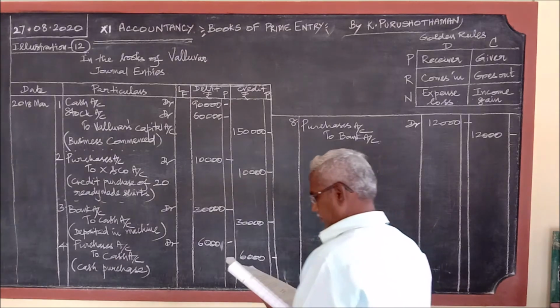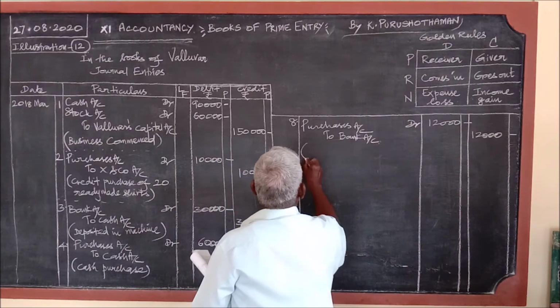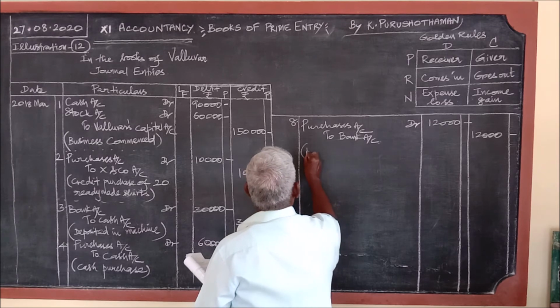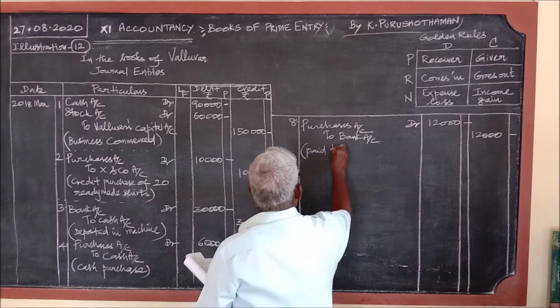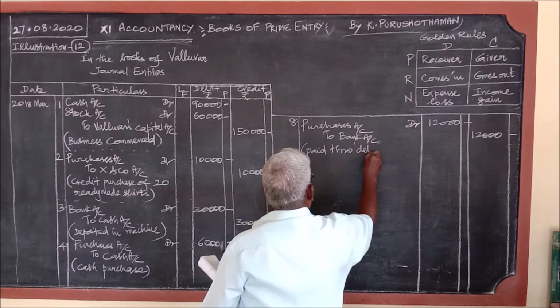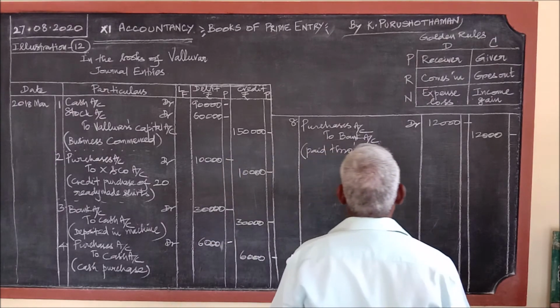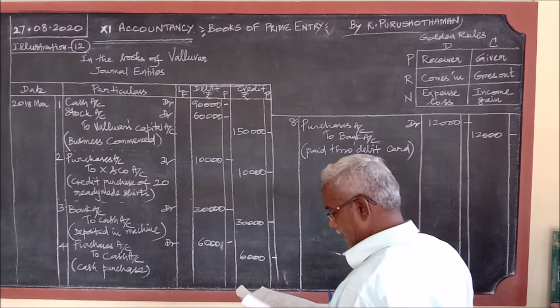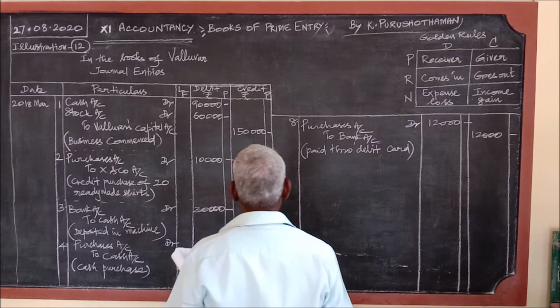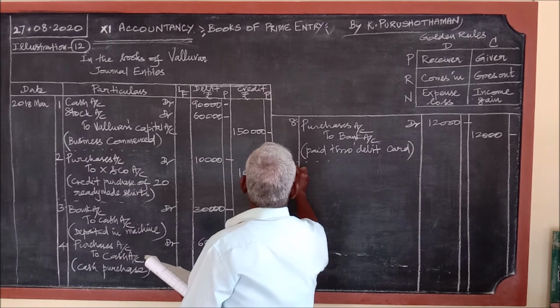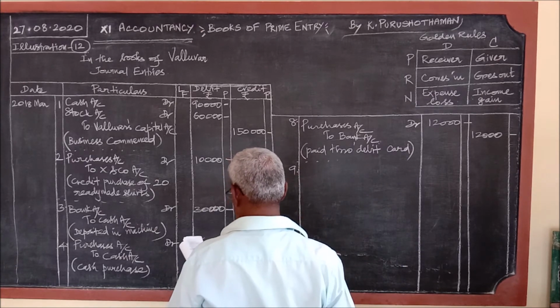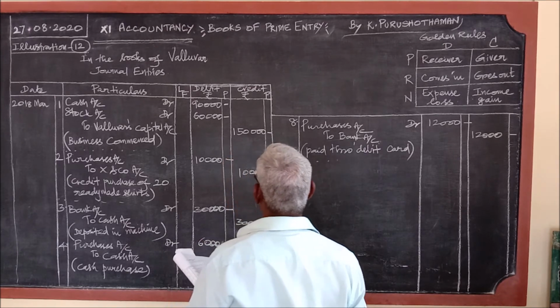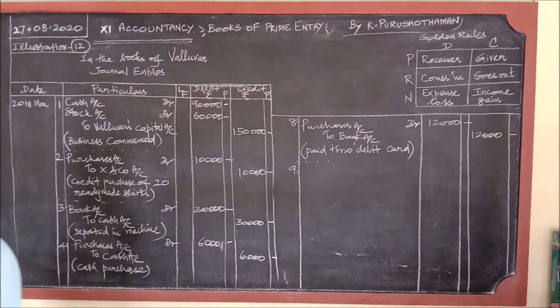Narration: Paid through debit card. So debit card, 8th. Next, 9th. One line gap, 9. Stationery purchased and paid through net banking. Stationery purchased, only for the goods we should write purchases account debit.